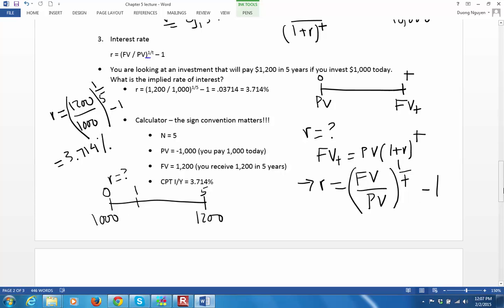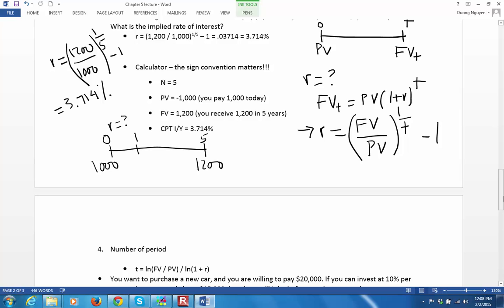Next time in class I will show you how to use a financial calculator to do that. For this problem, it is so simple that you don't even need a financial calculator. But in chapter 6 and the chapters after chapter 6, it is very important that you know how to use a financial calculator. So I will show you how to use it with this simple example, so you know how to do that for the following chapters.